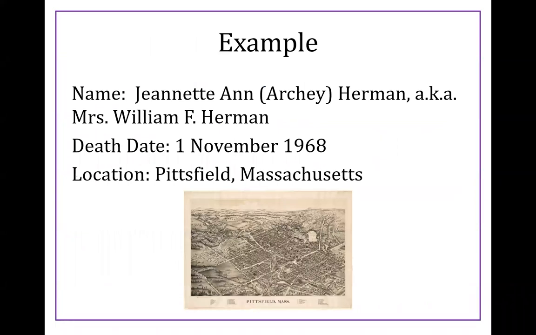So for an example, we're going to look for the obituary for my grandmother. This is good information to have for genealogy research in general. If you're looking for a married woman, you should try looking for her husband's name. My grandmother's name was Jeanette Ann Herman, her maiden name was Archie. My grandfather's name was William Herman. And this was during the time period where women were still often referred to by their husband's names. So you'd want to keep that in mind. You can look for her under her own name or under her husband's name. So we have her name. We have her date of death, which was November 1st, 1968. And we have the location of her death, which is Pittsfield, Massachusetts, which is where I am originally from.